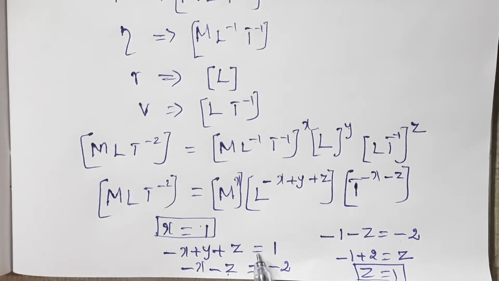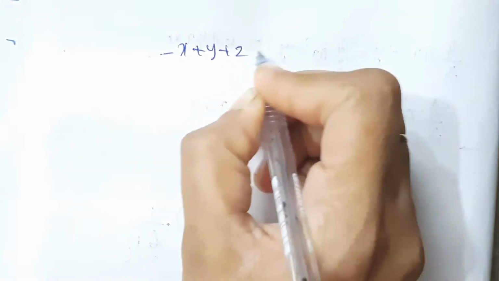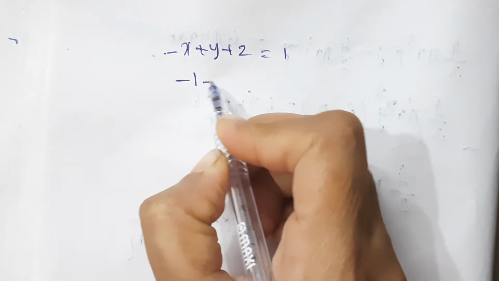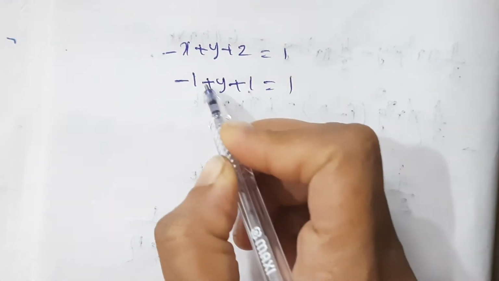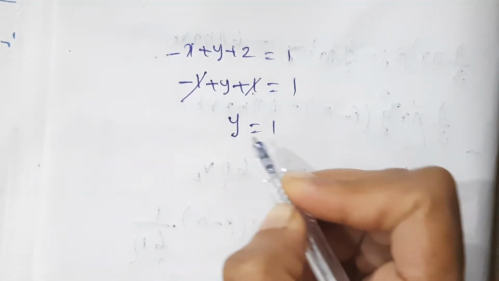Substitute these values in the equation minus x plus y plus z is equal to 1. Minus 1 plus y plus 1 is equal to 1. So minus 1 and 1 get cancelled. So y is equal to 1.